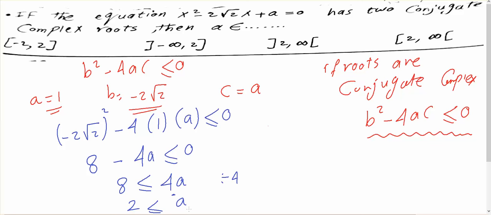That means that the values of a belong to all real numbers greater than or equal to 2, the closed interval from 2 to infinity. Closed interval from 2 to infinity, the last one.